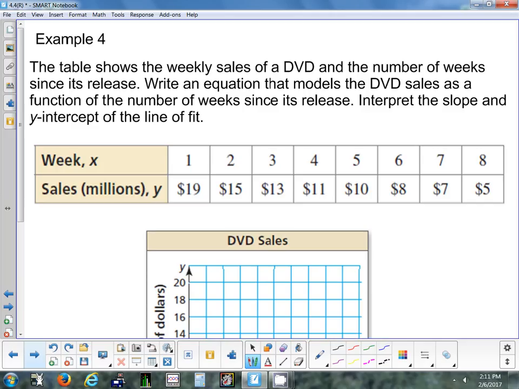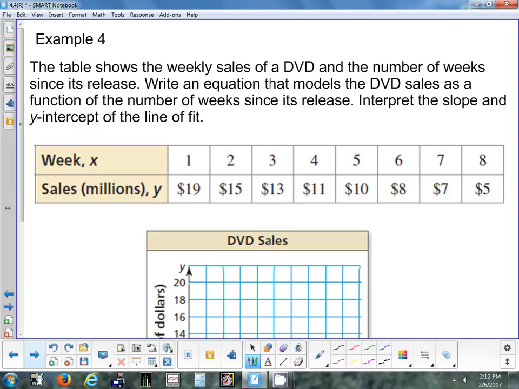Yeah, why do you think that happens? The longer the DVD's been out, they seem to make less money. How come? Why could that happen? Yeah, it might be less popular. People have already bought it. People maybe went to see it. It's not as new, so it doesn't make as much money.